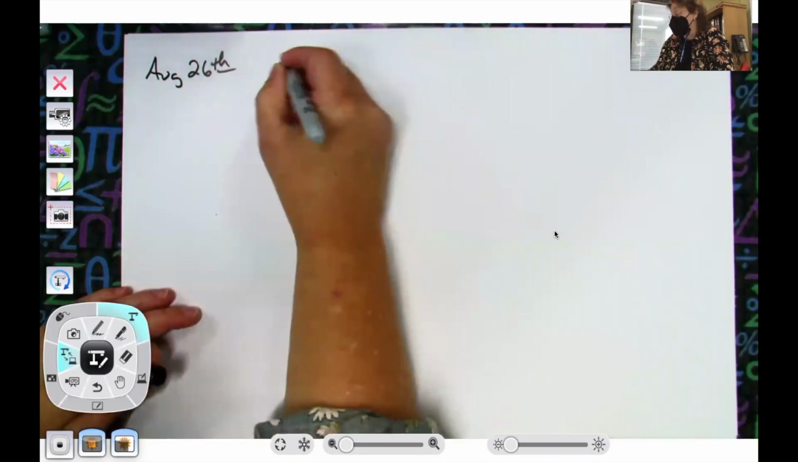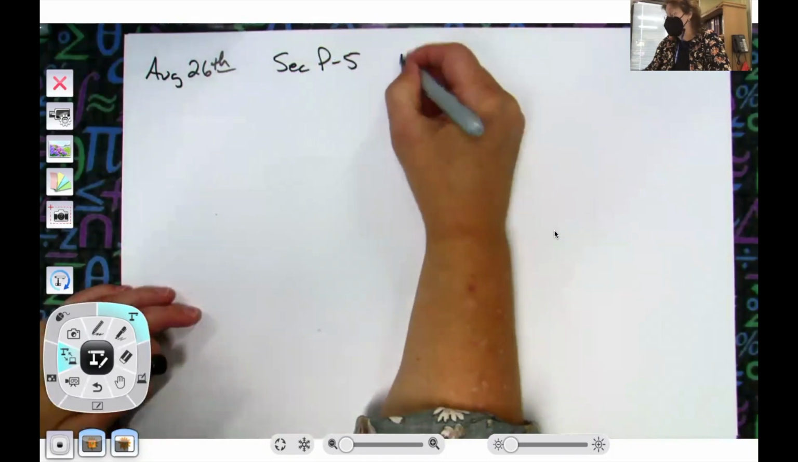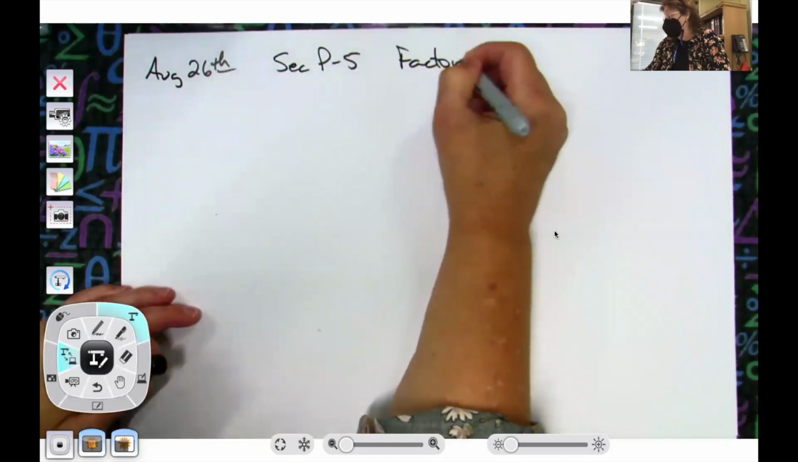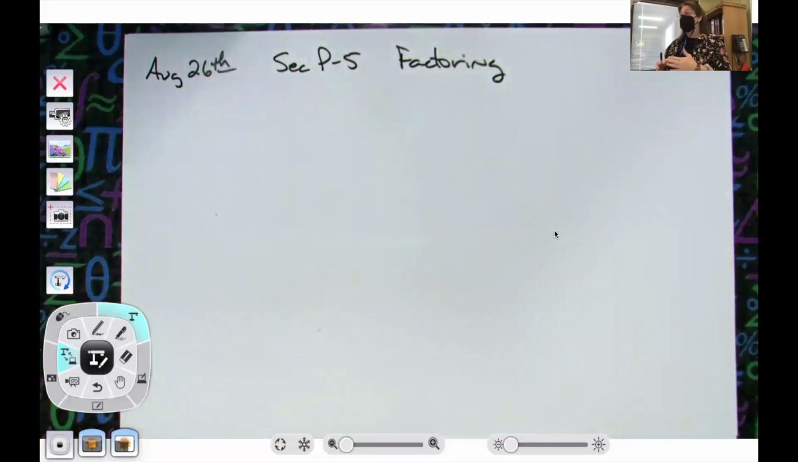It's section P-5, and this is going to be a really quick review of factoring. Every different type of factoring you did in Algebra 2, you did in its own section. They taught you difference of two squares, and then you'd practice just that. Then you did factoring out greatest common factor, and factoring trinomials. So we're just going to real quickly go through each of the major types of factoring.